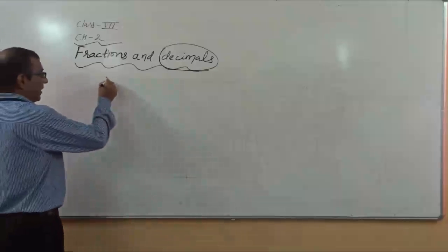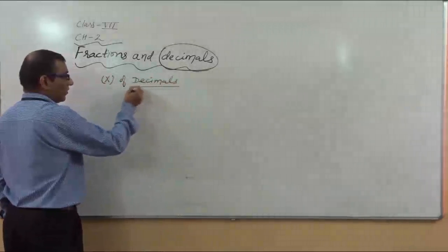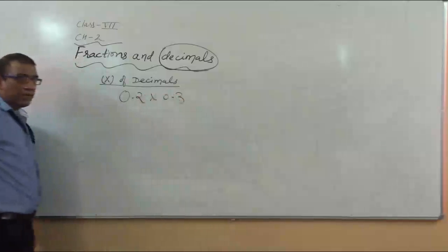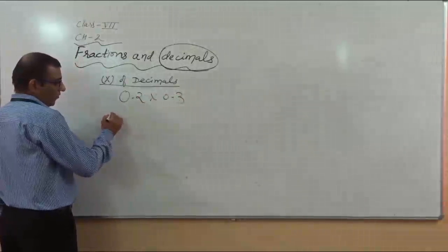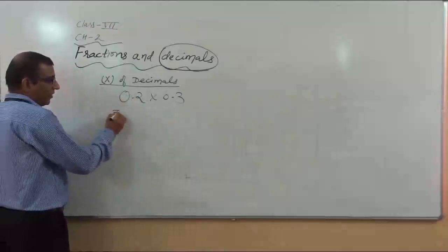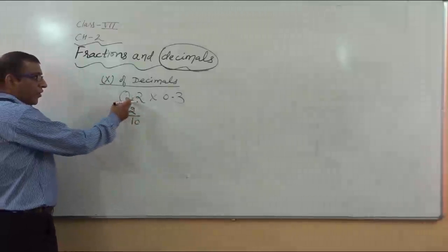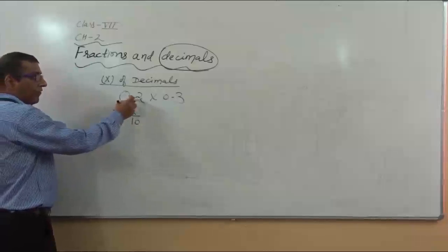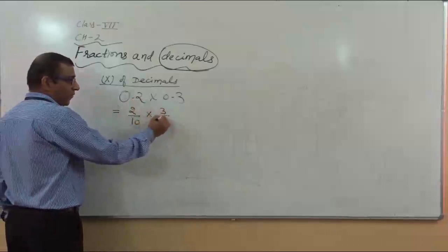How can we multiply? Multiplication of decimals. So if you are taking 0.2 into 0.3, how can we multiply it? It is a very simple concept. First we have to remove the decimal. How can we remove the decimal? We will write here 2 upon 10. Why 10? Because when you remove the decimal, on the opposite side you will write 1, and after the decimal only one digit is there, so you will write only one 0. And then you will write again here 3 upon 10.